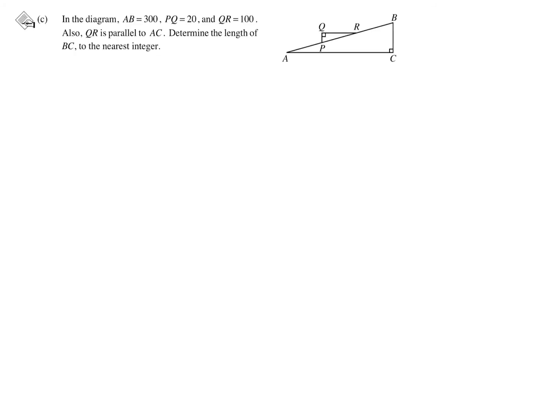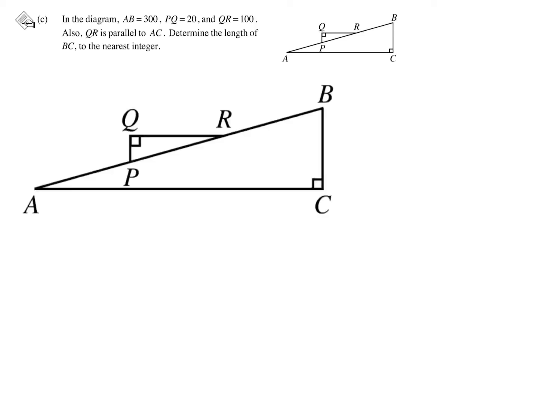And now part C. In the diagram, AB is equal to 300, and PQ is equal to 20, and QR is 100. Also, QR is parallel to AC. Determine the length of BC to the nearest integer. So let's start labeling this. AB is from here all the way there, and they're saying that's 300. Okay, so 300, that whole thing.